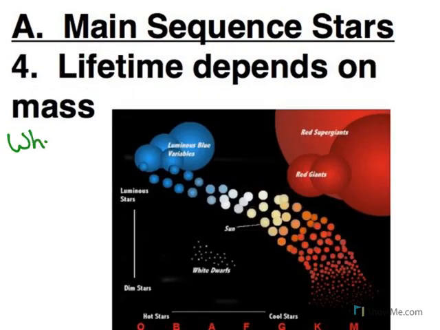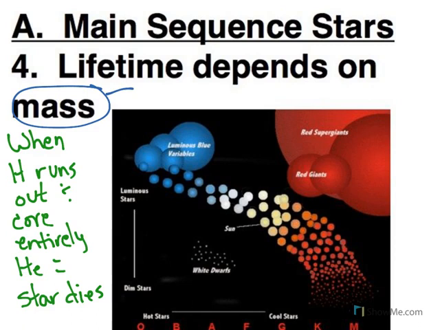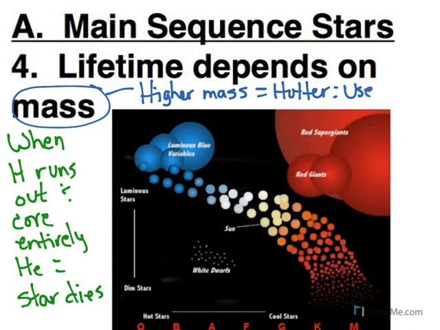When the hydrogen runs out, and the core is entirely helium, that's when the star dies. So how fast that occurs depends upon the mass. And that's because higher mass is hotter. And if it's hotter, it's going to use the fuel faster.